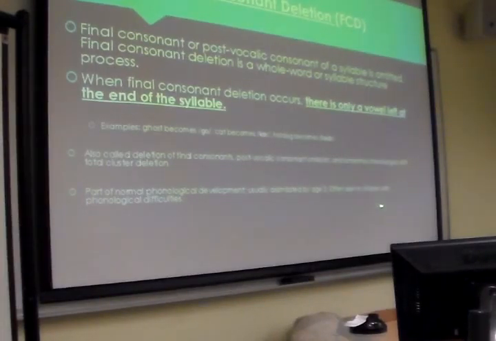So this is a very common one. It's definitely a part of normal development. All these typical ones are a part of normal development. So we see this happen a lot. And usually assimilated by age 3, so it's usually something that we see disappear by age 3. And kids who have phonological difficulty, so this is a very common one for them to continue to do.